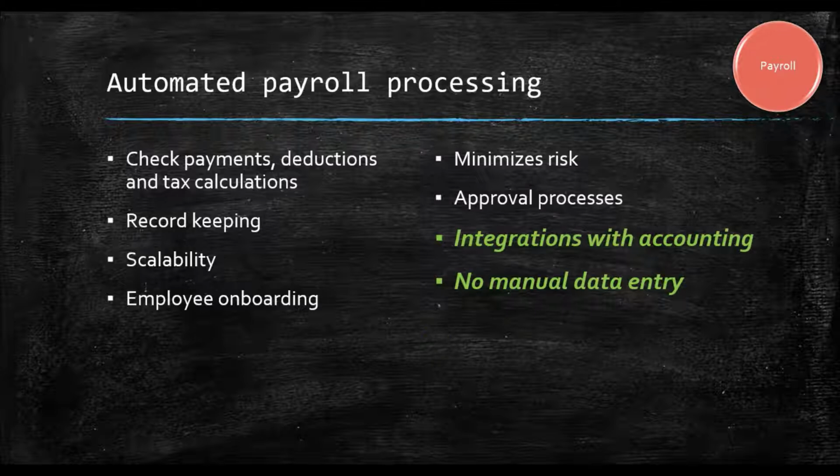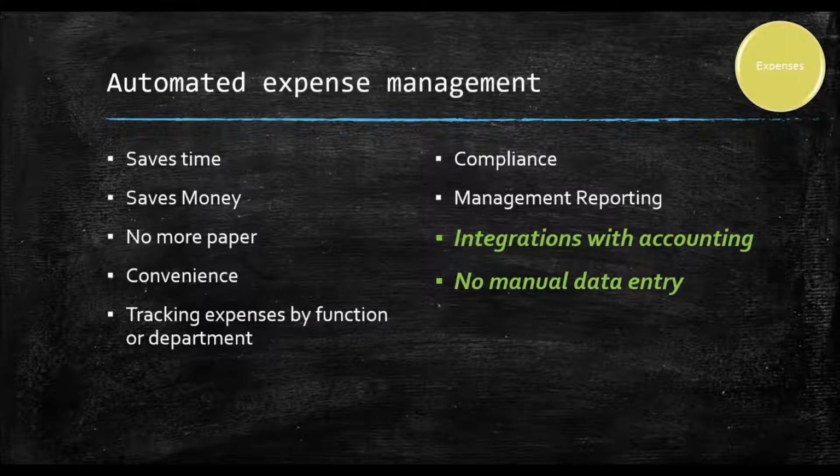And so the next thing you would want to automate is your expense management. Most companies are still doing Excel reports with receipts. Most of them have their process of copying receipts and stapling everything to a report for review and approval. Then the accounting team manually enters everything. If you use an automated expense management system, it saves time, saves money, there's no more paper, and it's super convenient. You can track expense by function or department, be compliant with the IRS at all times, and have management reporting that is actually useful for making decisions.